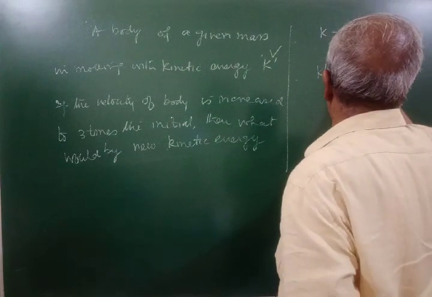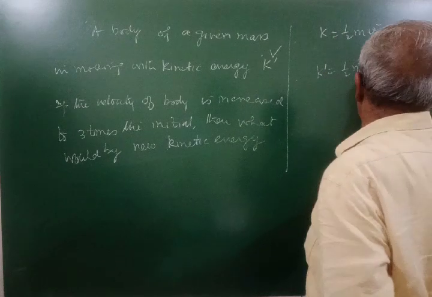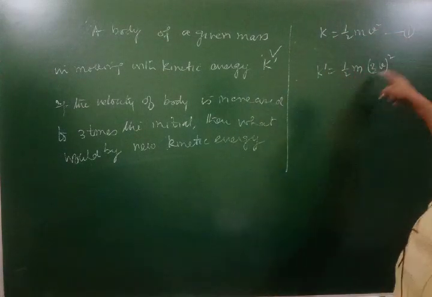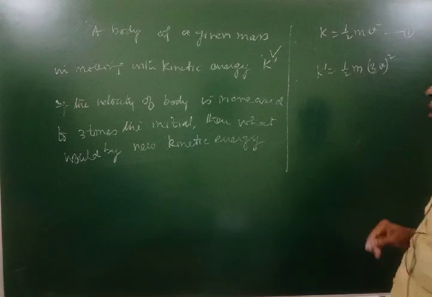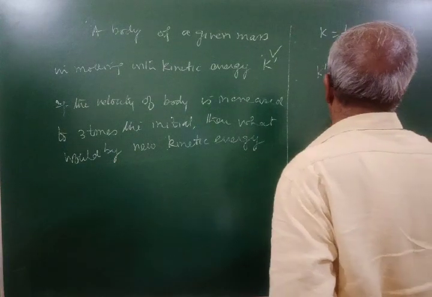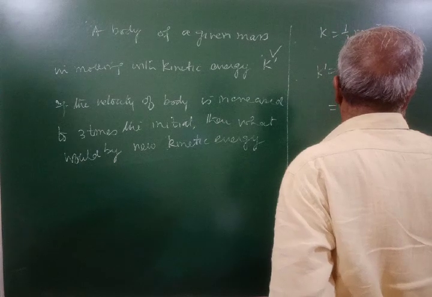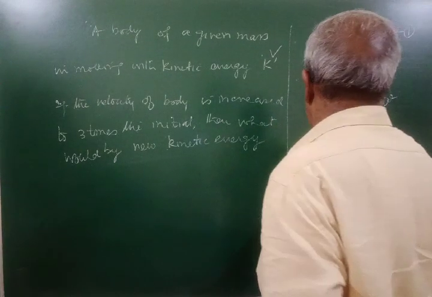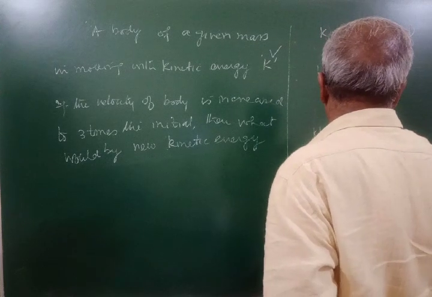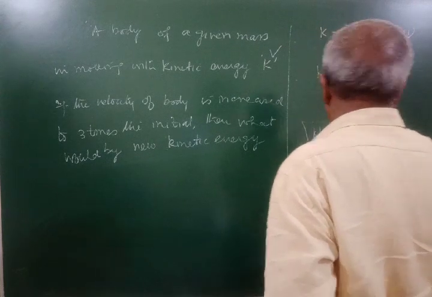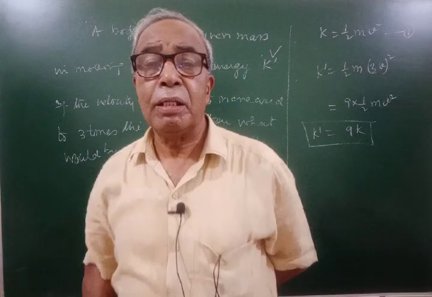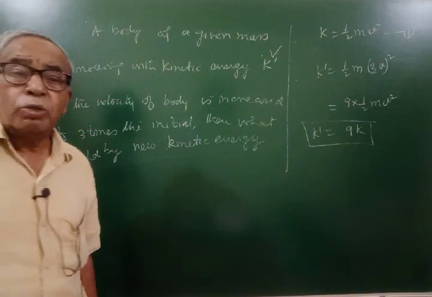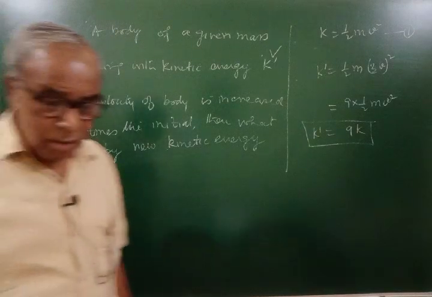So what mistake is done by students? They don't square the whole 3v, so the 3 stays outside the bracket. Actually it will be 9 into half m v square. So from equation 1, K dash equals 9K. So kinetic energy will increase, will become 9 times the initial. So that way it remains simple.